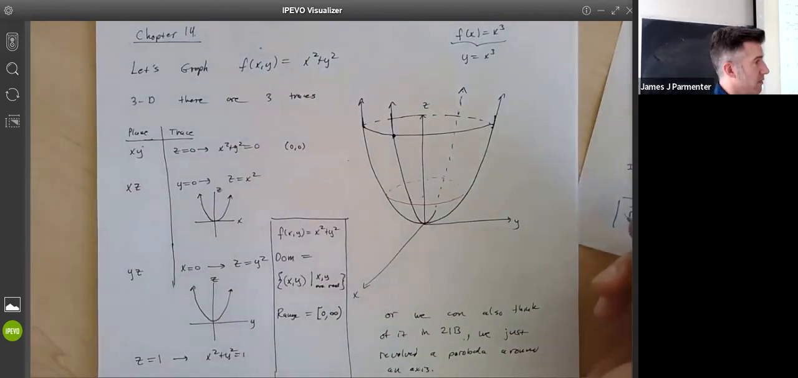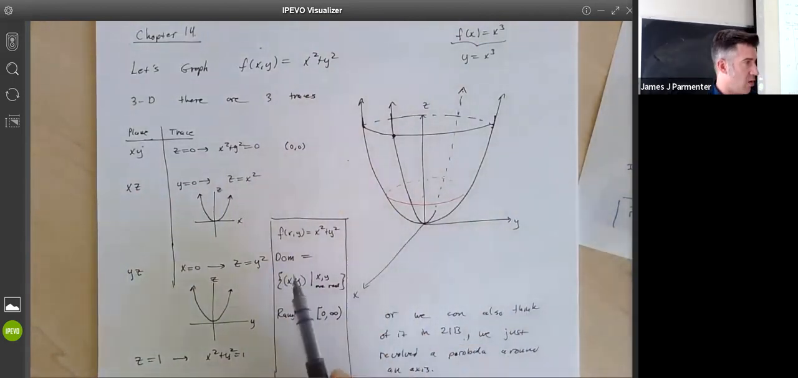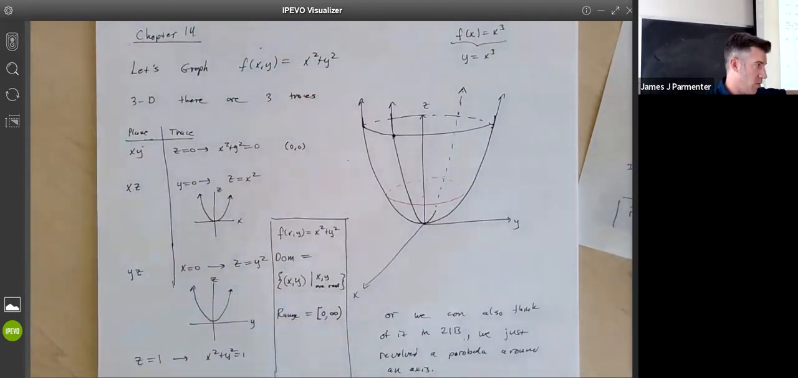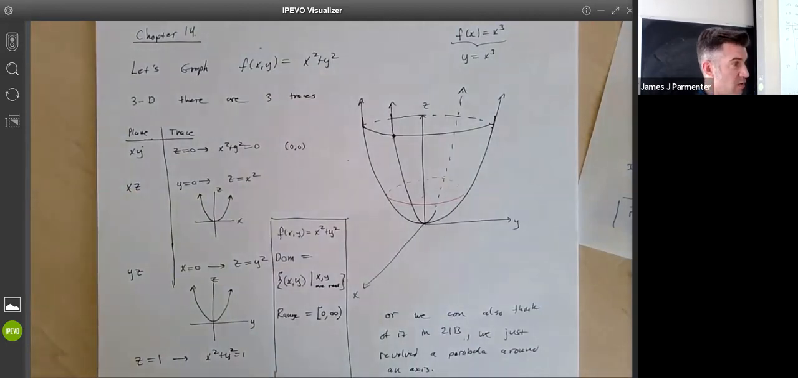And for functions of multiple variables, this is always how things work. Your domain is always some set in your plane, or whatever your domain is, whereas your range is just your usual way of writing range as an interval.